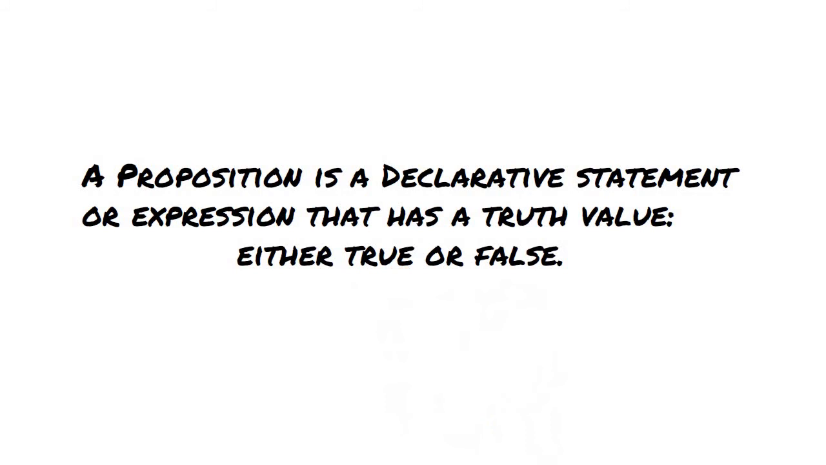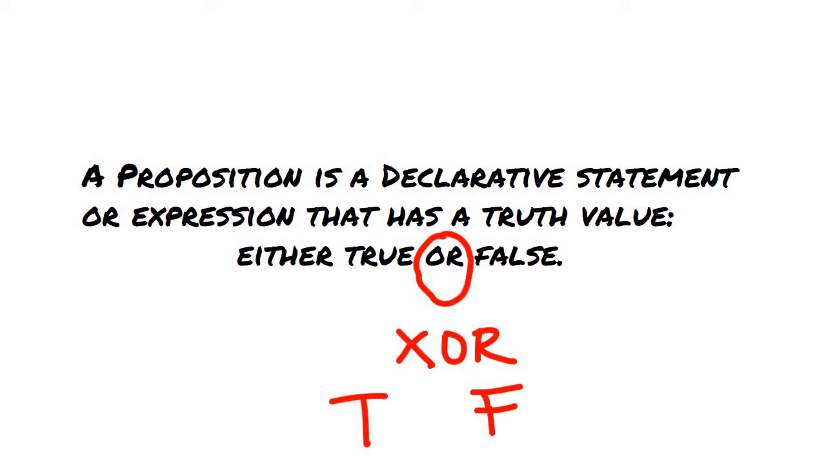One thing we need to clarify here is the connective OR, because in reality, this is an exclusive OR. That means, in this definition, a statement cannot be true and false at the same time. So it's either true or false. Cannot be both true and false.